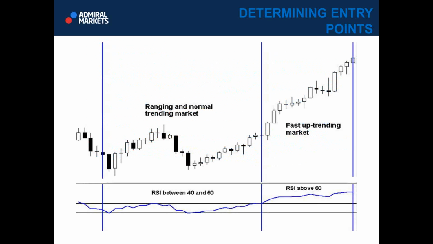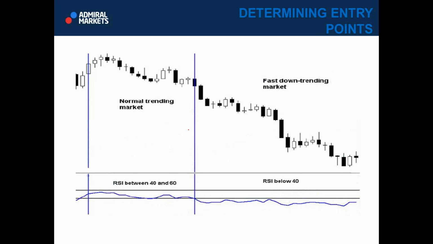So in a ranging or normal trending market, RSI is between 40 and 60. In a fast uptrending or strong uptrend market, RSI is above 60. In a normal trending market, RSI is between 40 and 60, and in a strong or fast downtrend market, RSI is below 40. Okay?